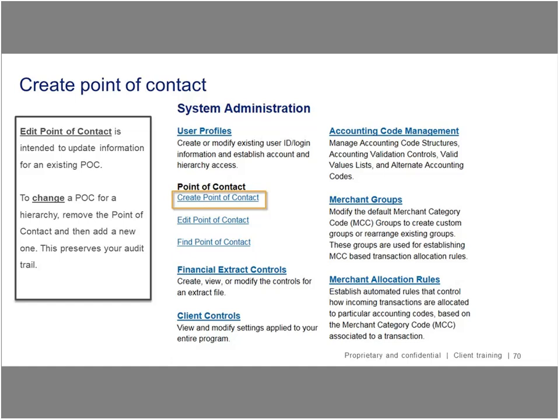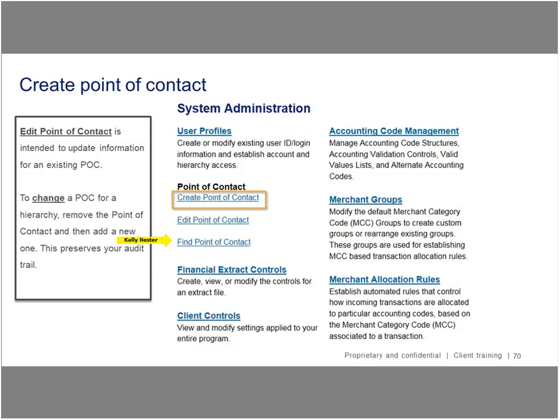And point of contact in the system is basically just you will go in and identify yourself as the point of contact because you are the administrator. And this does two things. If there's anyone in your organization who doesn't know you as the administrator, they will be able to find you using this third link, Find Point of Contact, in case they need assistance.